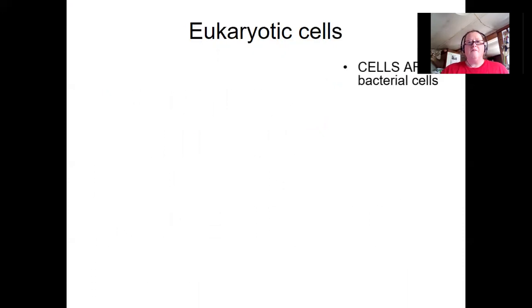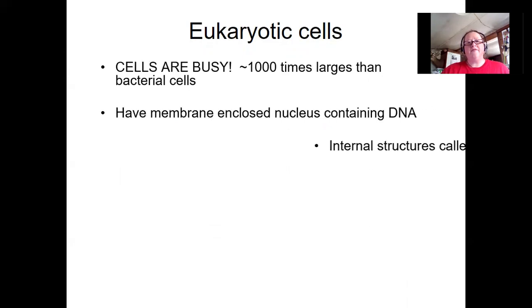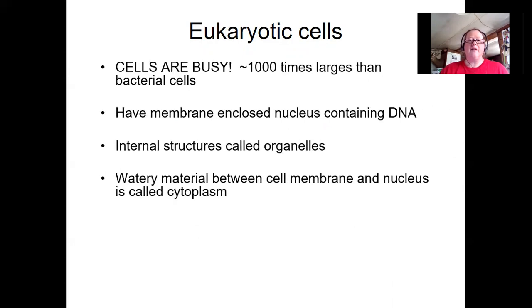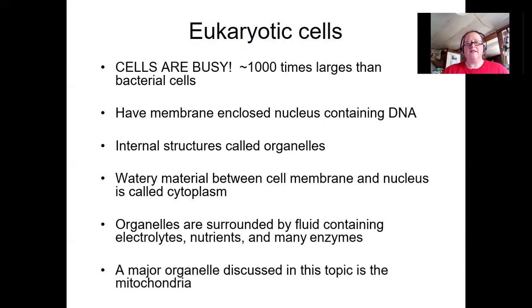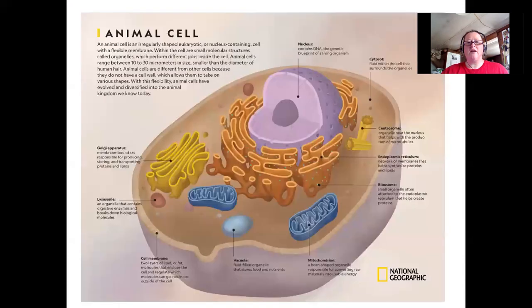So we are going to talk very briefly about cells. The cells in our body are called eukaryotic cells, as opposed to a bacteria cell, which is a prokaryotic cell. The cells have a membrane-enclosed nucleus containing DNA. So I have an image of the cell here. Here is the nucleus. It contains DNA.